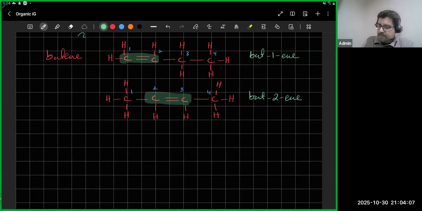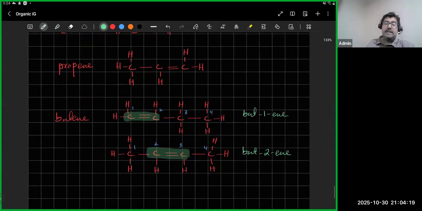As a second year, the other thing is, that's it. After butene, they're not going to ask you anything. You just have up to but. That's what your syllabus is. So just remember, butene is going to have this issue, propene doesn't.